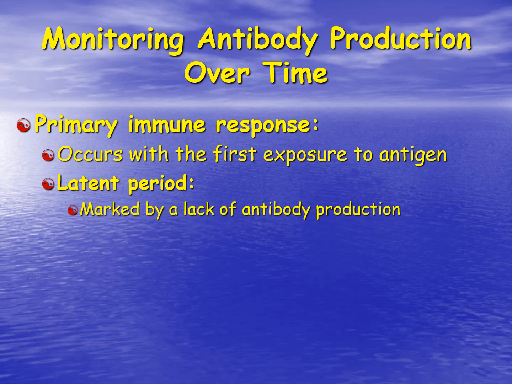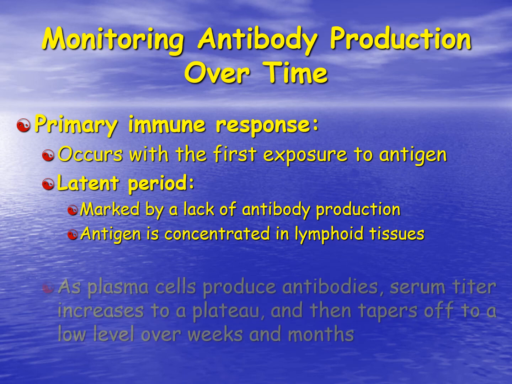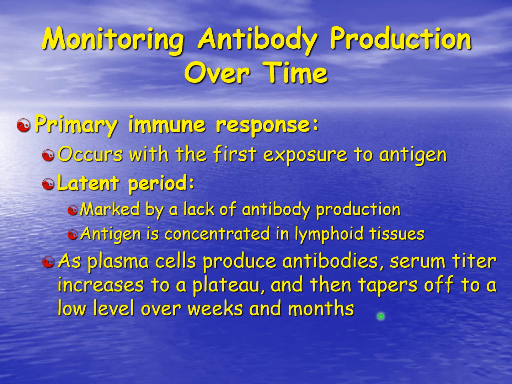And so this is a period that's marked by a lack of antibody production because all of this front end processing of antigen presentation, T helper cell activation, B cell activation to plasma cells takes a period of time. The antigen is concentrated at this time really in lymphoid tissue, and all of this front end processing is occurring. As plasma cells then gear up, they begin to produce the antibodies, and the serum titer increases, usually to a plateau. The reason for that is because we are going to start using these to attack whatever the antigen-bearing substance is. And so antibody levels will then taper off to a low level over several weeks to months.